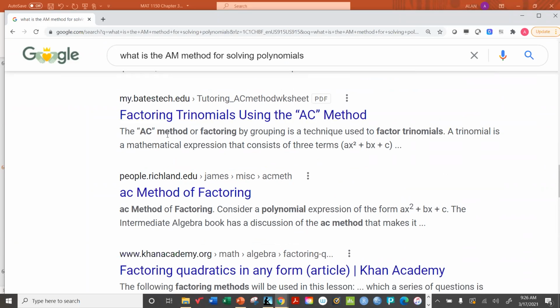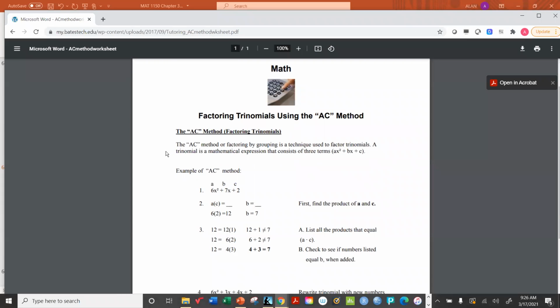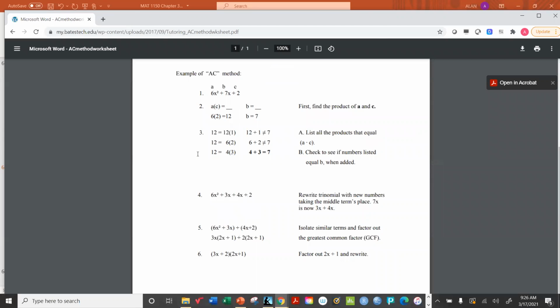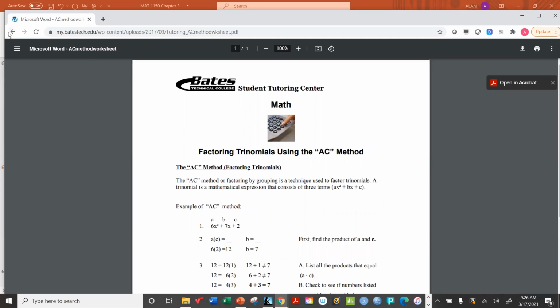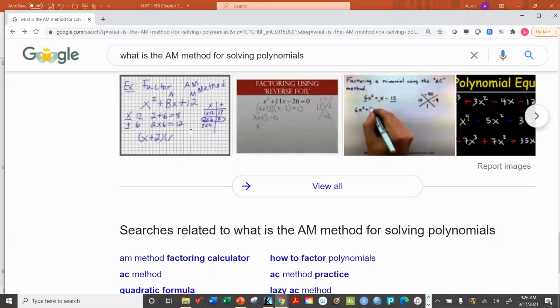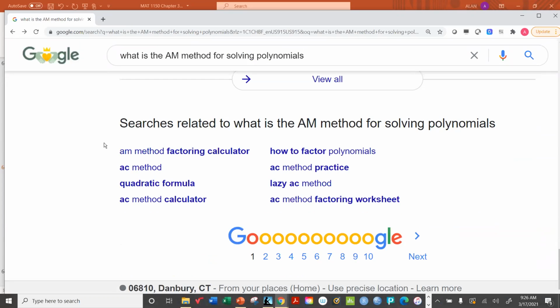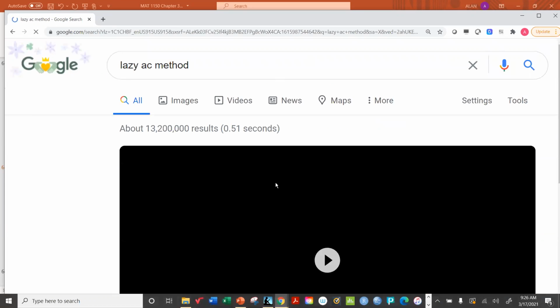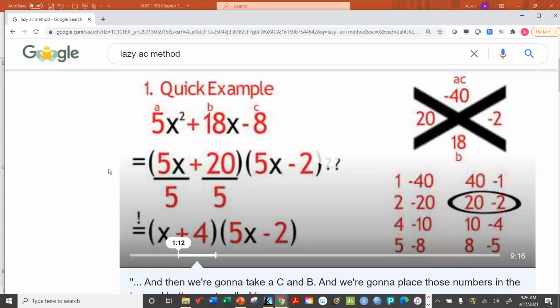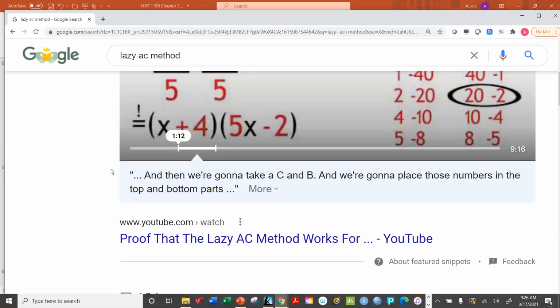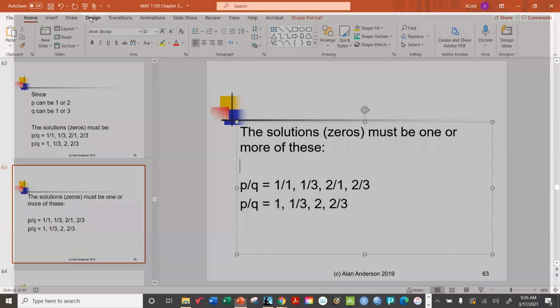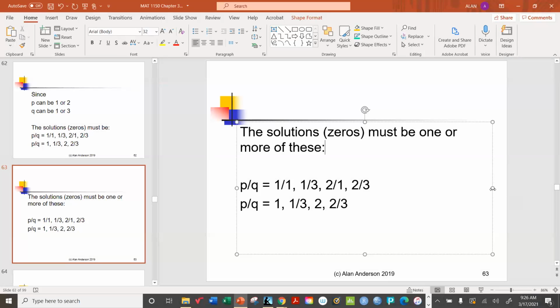I have no idea. And look, there's an AC method. What is that? I have no idea. The AC method apparently only works for trinomials. Boy, that looks like a lot of work. I have a feeling that somebody sat down and invented these techniques that are meant for very specific cases. Oh, look at this, the lazy AC method. I like the sound of that. But these are shortcuts, and that's nice. If you know how to do this, you go right ahead and do it. I'm just not familiar with those techniques.